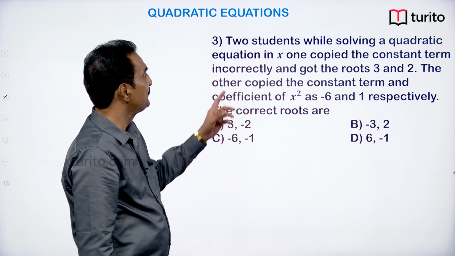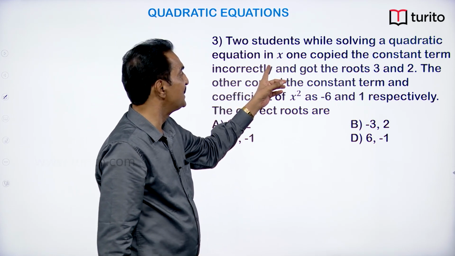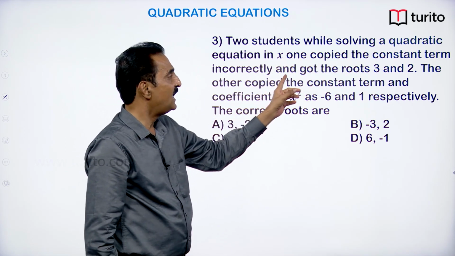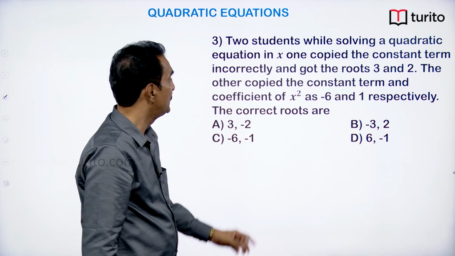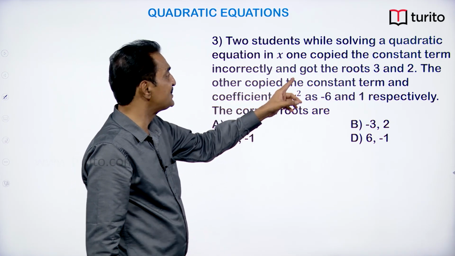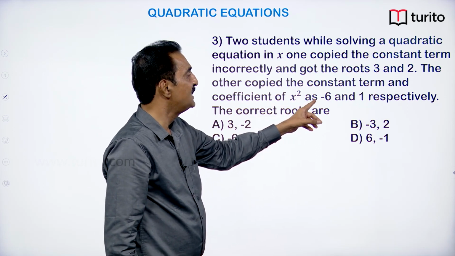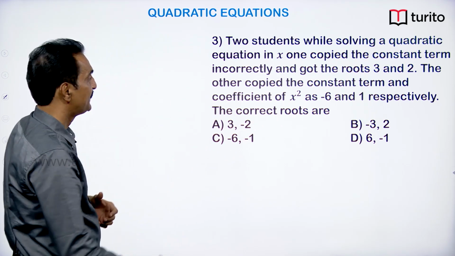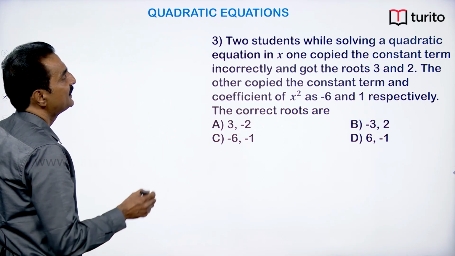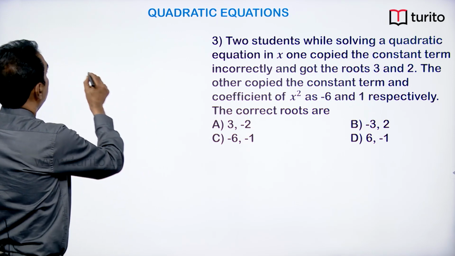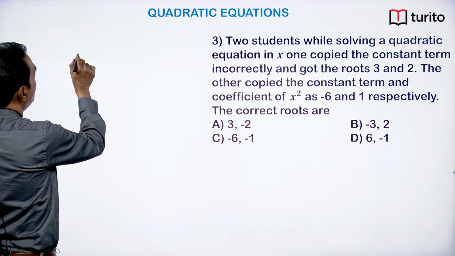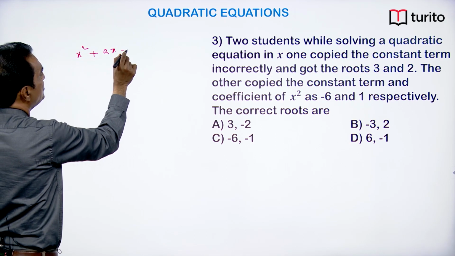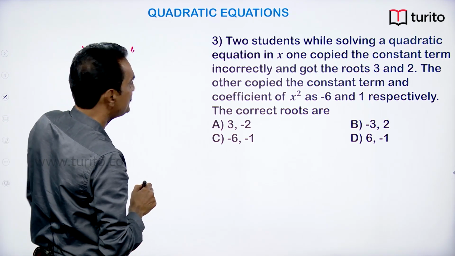Two students, while solving a quadratic equation in x, one copied the constant term incorrectly and got the roots as 3 and 2, and the other copied the constant term and the coefficient of x square as minus 6 and 1 respectively, then the correct roots are, let us take the quadratic equation as x square plus ax plus b is equal to 0, x square coefficient, 1 minute.